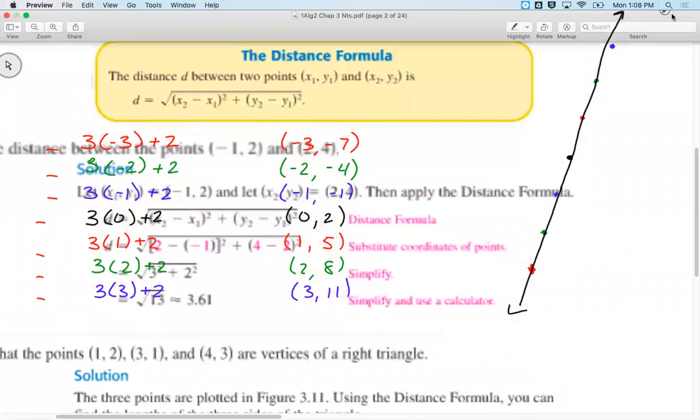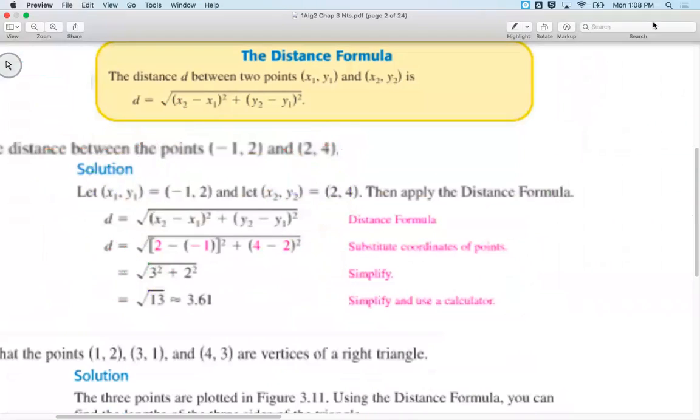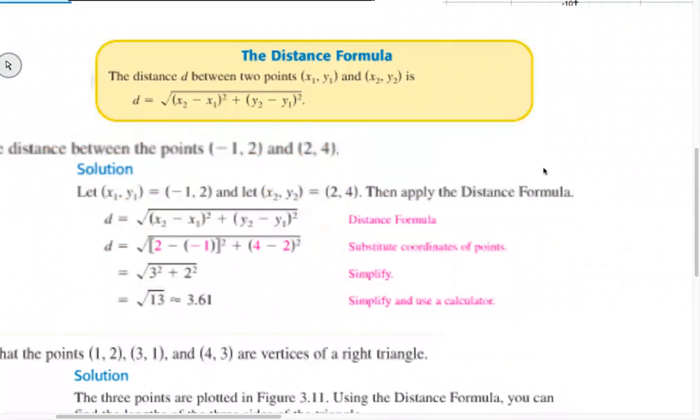Now, these problems I'm rolling through, okay? We don't have a ton of examples just here that we can do together, but I'm going to go over them. Now, the distance formula.